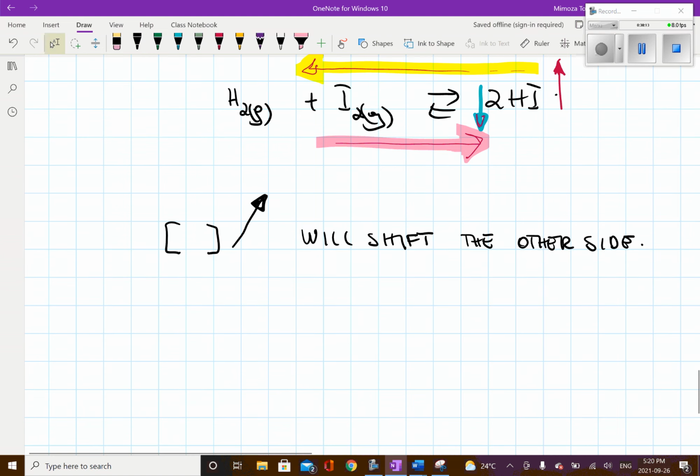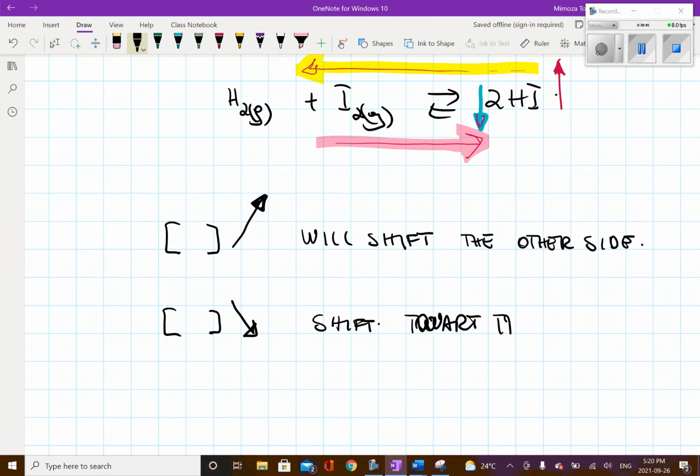And if the concentration of a substance in equilibrium is decreased, then it will shift toward the side that the substance is on, to produce more of the substance whose concentration you are decreasing.